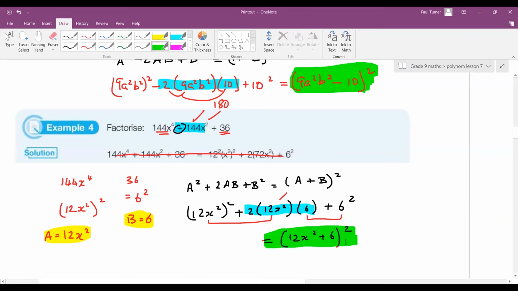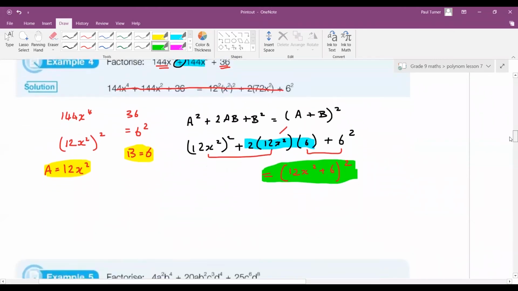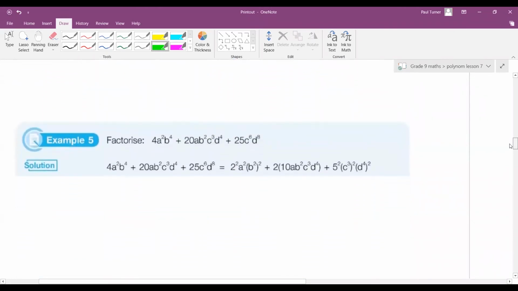And you can also check by expanding. In a test, you wouldn't normally have enough time to check, but for homework, you can check. Also, the Photomath app, if you download it, you can take a photo of that and it will give you the factors.